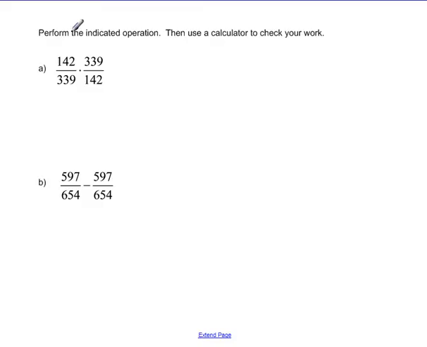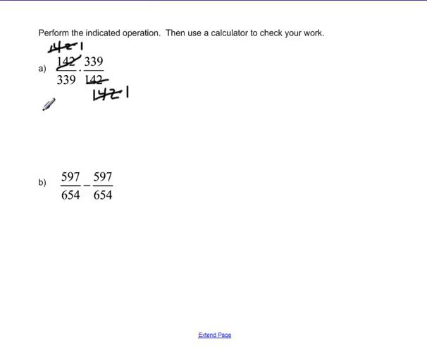Remember to always look for common factors before we multiply straight across. So here we have the 142 with the 142. That's, of course, the greatest common factor because that's going to go into itself. So what we're going to do is if we think about each of these as 142 times 1, and this is 142 times 1, notice that the 142s are basically going to be canceling each other out.